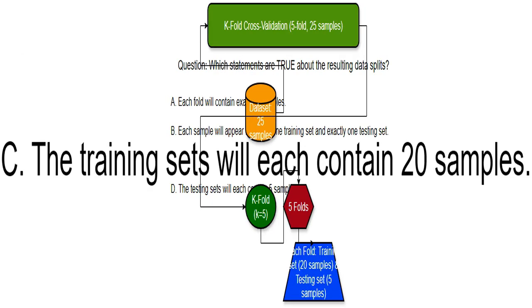Our dataset is made up of 25 individual samples or data points. This is the total number of observations we'll split across 5 folds. It's like having 25 cards, and we'll deal them into 5 hands.